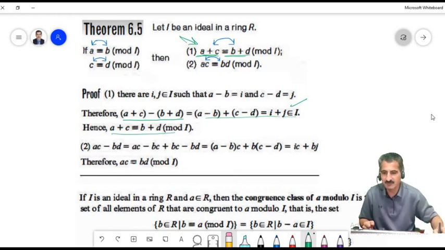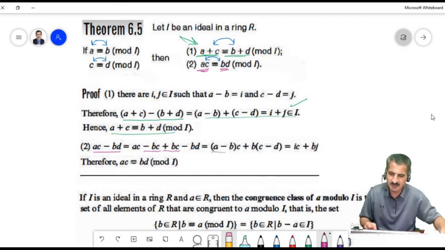And now what about multiplication? For multiplication, there is a little trick. So we will say AC minus BD. Here we go. Now we add something which is BC and subtract it, subtract it and add it. And then rewrite it in this form. And then we get that.